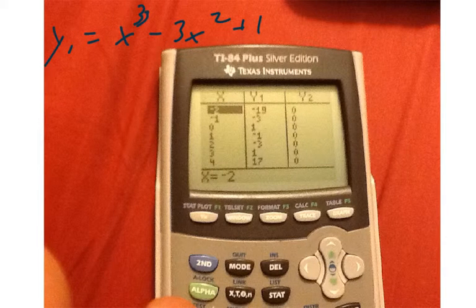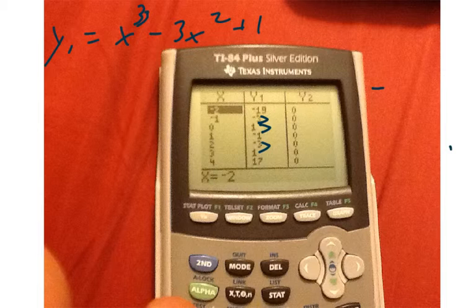Now if you notice, there are no zeros in this picture. However, what we're looking for is where we change from negative to positive. And so here it goes from negative 3 to positive 1. Here it goes from 1 to negative 1. And here it goes from negative 3 to 1. Which means we have the following zeros.